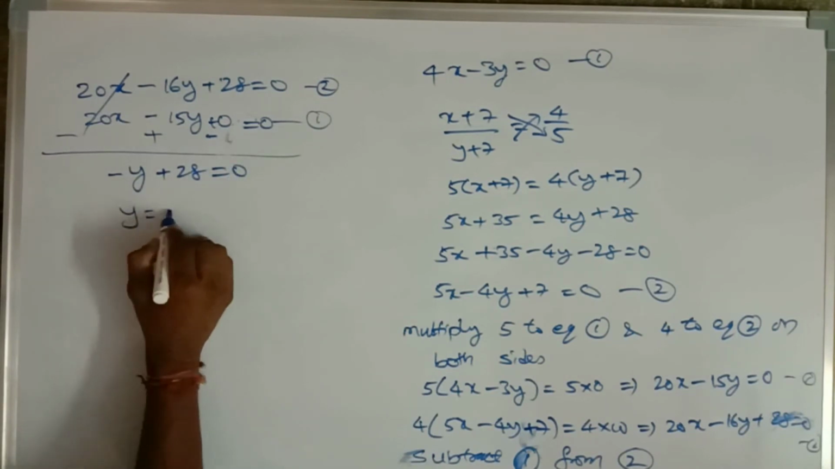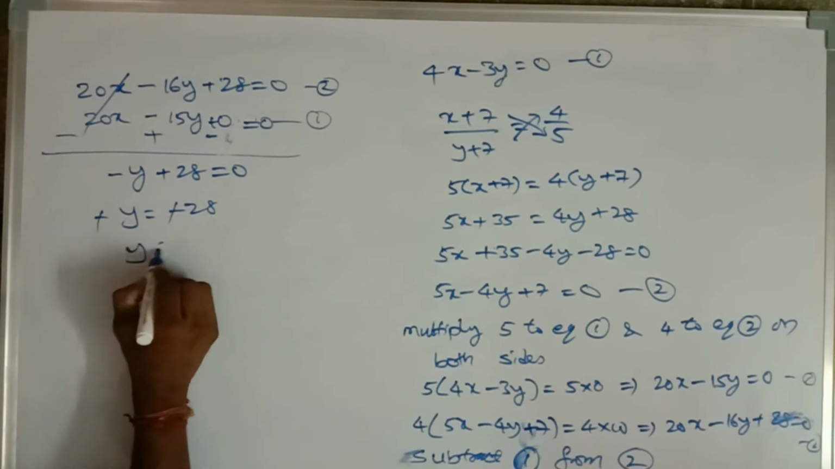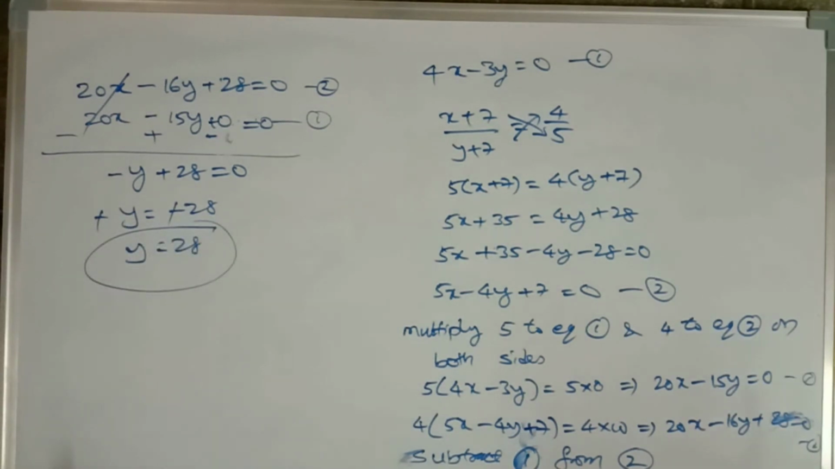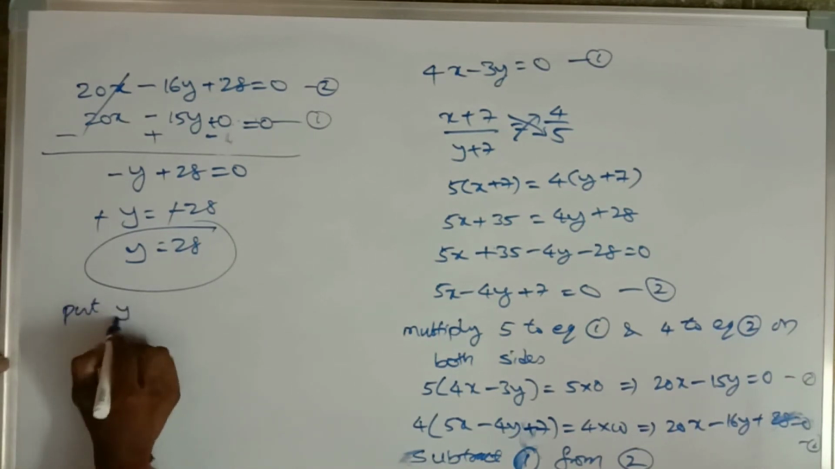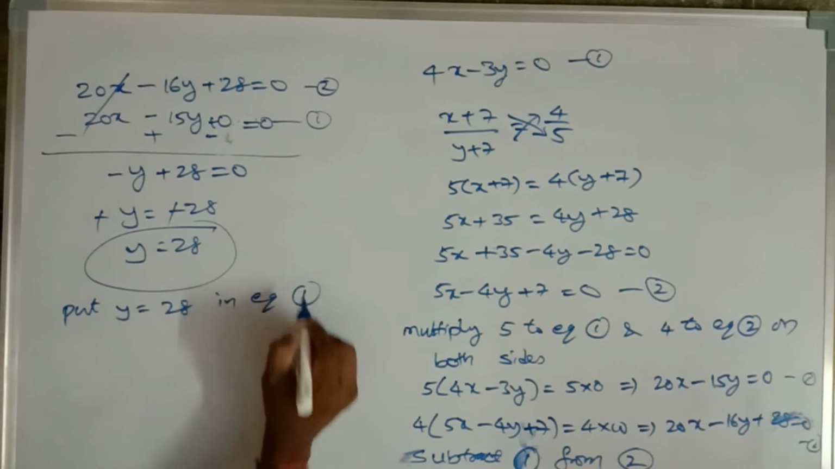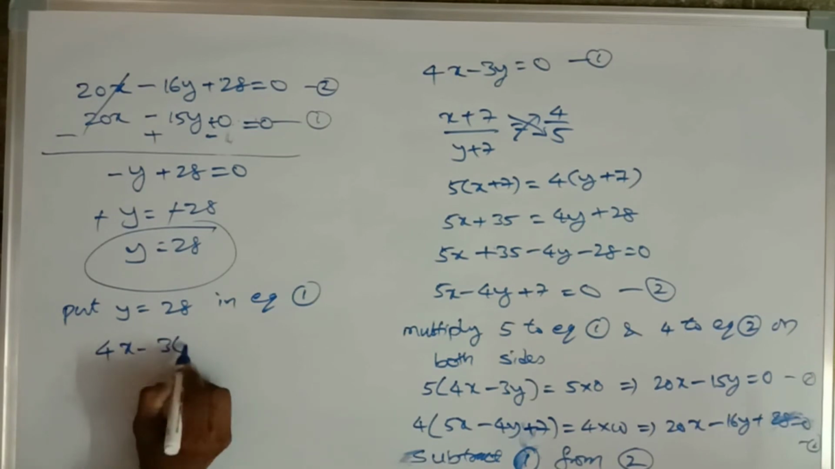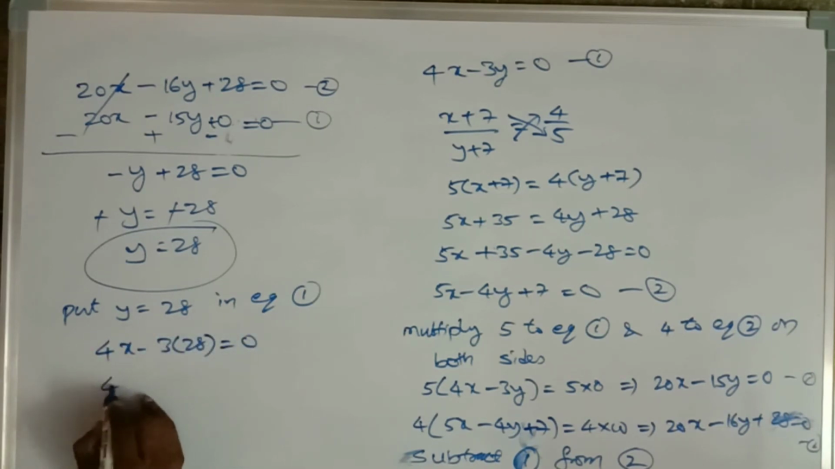So minus y is equal to minus 28. Minus minus cancel. Y is equal to 28. Substitute this y value in any one equation. So I am substituting in the first equation. Put y equal to 28 in equation 1. Now 4x minus 3 into 28 is equal to 0.